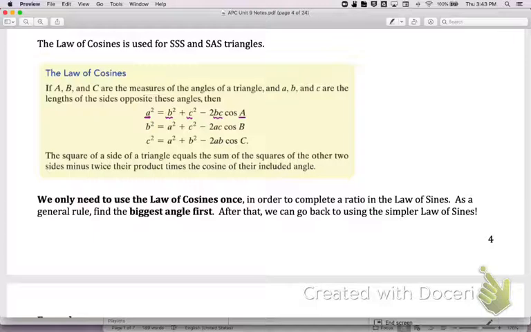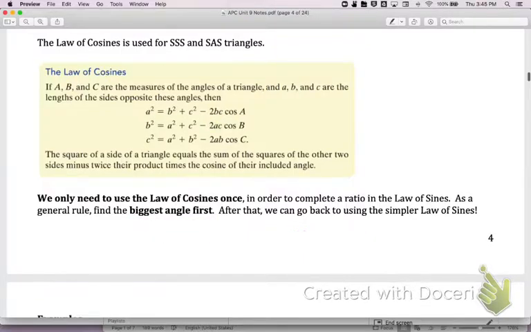You always want to find the biggest angle first. The point of finding the biggest angle is that this avoids an ambiguous case, which we saw with the law of sines, okay? If you start with a smaller angle, then you're going to have an issue that you have to look for both triangles there. If you find the biggest angle first, that's never going to be an issue. Remember the rule from geometry, the biggest angle is across from the longest side. So that's what we're going to be looking at.